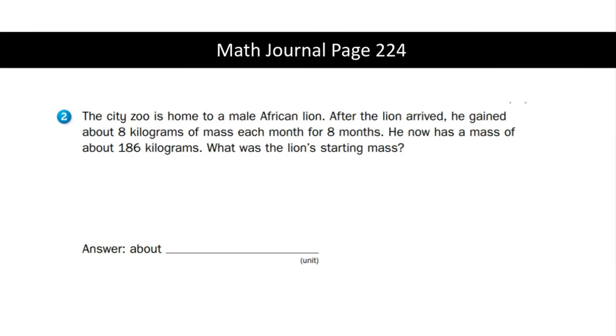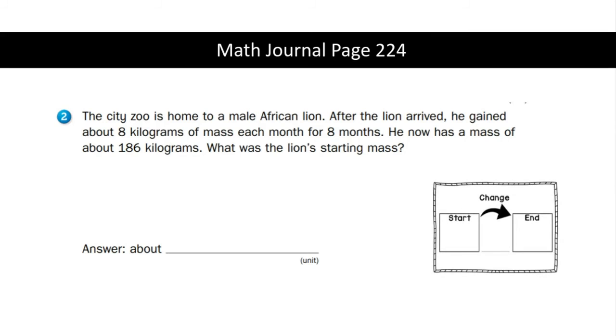Answer: about ___ in units. I can identify parts of the number story, and I see that they are asking me to identify the start. So I will use a change diagram. Now I can identify what I know within the number story. He now has a mass of about 186 kilograms. Now means the end result. Now I need to figure out the mass he started with.